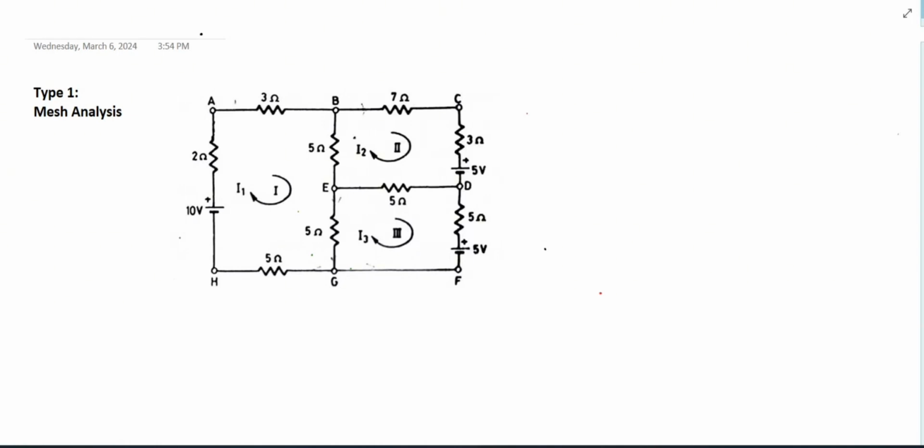For this video, we're going to use mesh analysis in order to identify the current flowing through each mesh, and then output power across all the EMFs given in the network. We are going to use mesh analysis for this particular question. And as you have noticed, we are writing type 1. The reason for writing type 1 is that circuits in which only resistors and EMFs are present are considered type 1 circuits.